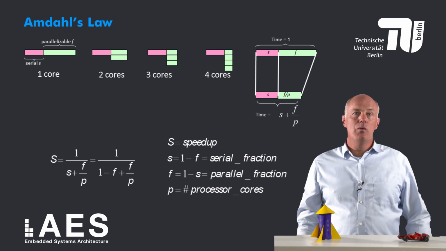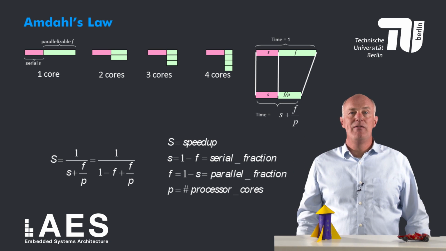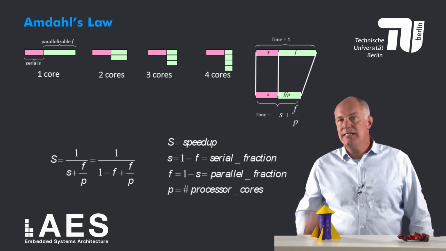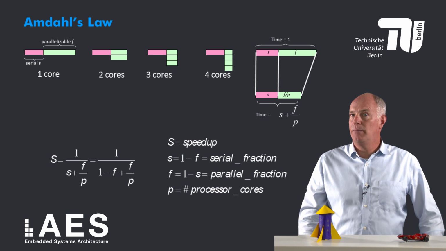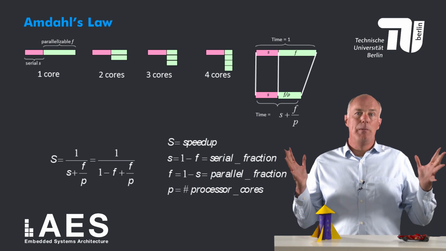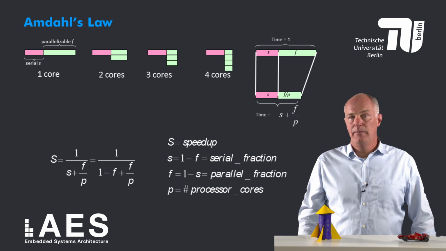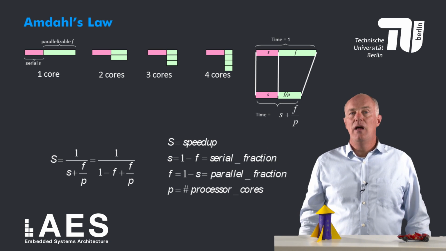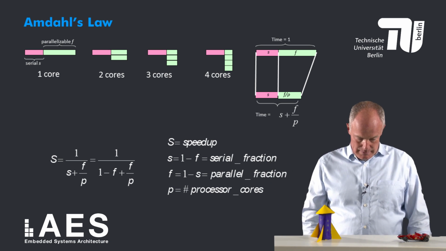An immediate consequence of Amdahl's law is that performance is limited by the serial fraction. If S is the serial fraction, the speedup is limited to 1 divided by S. For example, if S is 10%, the speedup is at most 10, and when S is only 1%, the maximum speedup is at most 100.